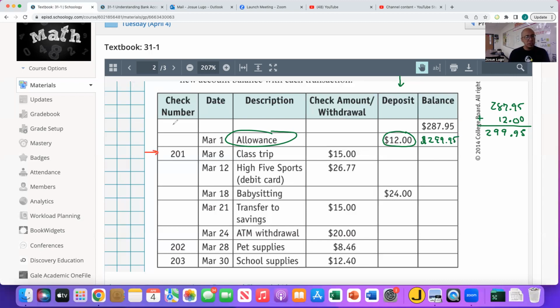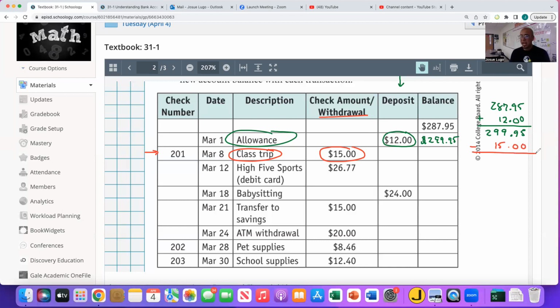Well, you wrote a check. A check, yes, back in the day we used to use checks. Think of it as using your debit card. A check gives somebody access to your account, except you do it with a note. Like, hey, you can use this, you can take out money from my account. That happened on March 8th, and there was a class trip. And in that class trip, obviously you're going to spend money. And notice that this is in the withdraw column. We have $15 in the withdraw, meaning you took out $15 from your bank account. So what's going to happen to $299.95? Well, we need to subtract $15.